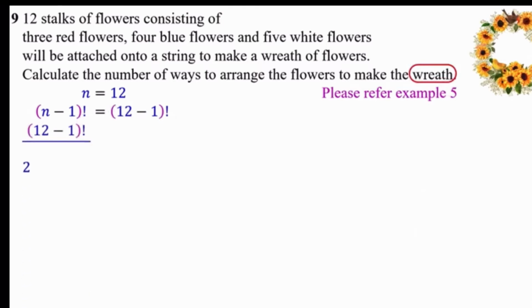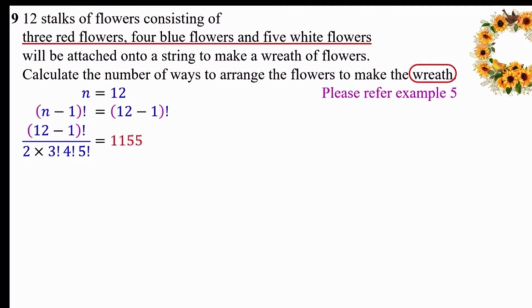But because we have 2 directions, clockwise and anti-clockwise for the circle, we have to divide by 2, right? After that, we have to divide by the number of flowers having the same color. We have red color, 3 are identical objects, so we divide by 3 factorial. And then we have 4 blue, so we divide by 4 factorial. And also we have to divide by 5 factorial for the white flowers.